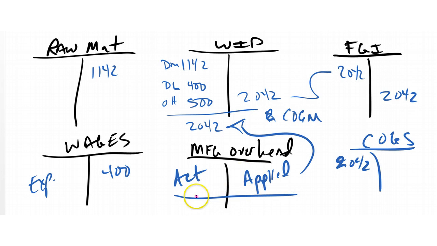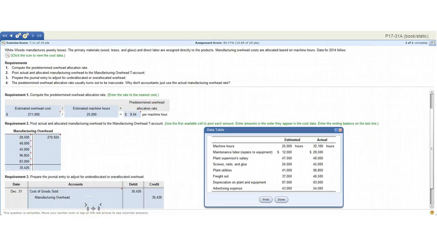And what happens at the end of the period is we end up with this account having a balance. Now we can't have a balance, this needs to be zero. So if it has a debit balance, meaning more actual cost than applied, then we've under applied overhead. And if it has a credit balance, then we've over applied overhead. And then we'll fix that. And basically that's what this problem is asking us to do.